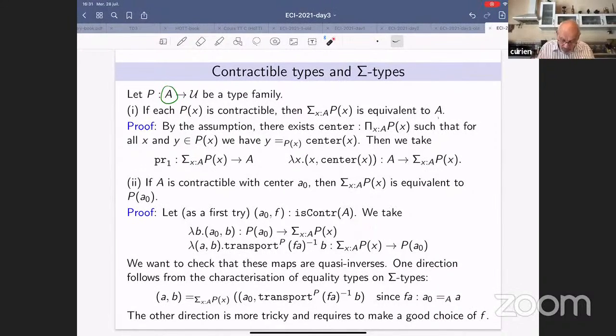And for the other way around, we have to think a little bit more. Suppose we have a pair A, B. So this B is of type P A. But we want an element in P A0, because we want to go to P A0. So what we need to do is to transport this element B so that it belongs to P A0.